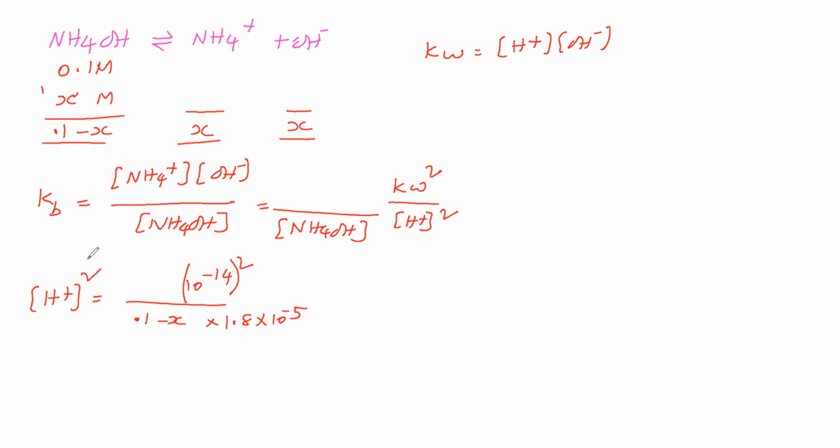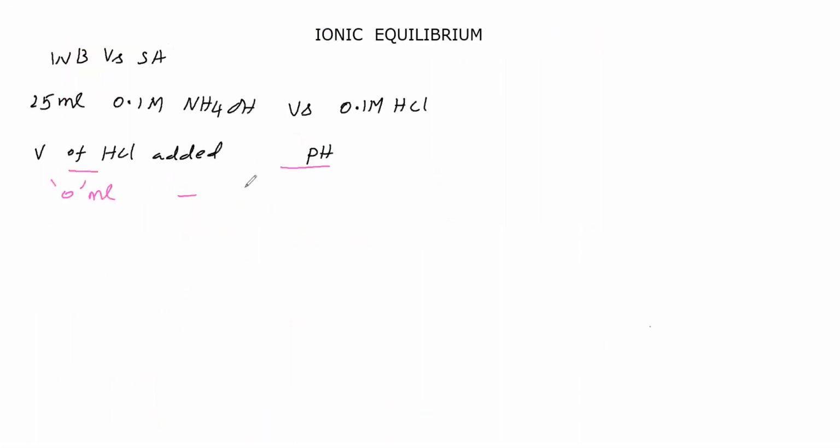Now, since Kb is of the order of 10 power minus 5, this x is negligible compared to 0.1. Therefore, we can say 0.1 minus x is nearly equal to 0.1. So we can find the concentration of H plus. The concentration of H plus for this solution is 7.45 into 10 to the power of minus 12. From this, we are finding pH. The pH is equal to 11.13. So we got the pH of the solution.